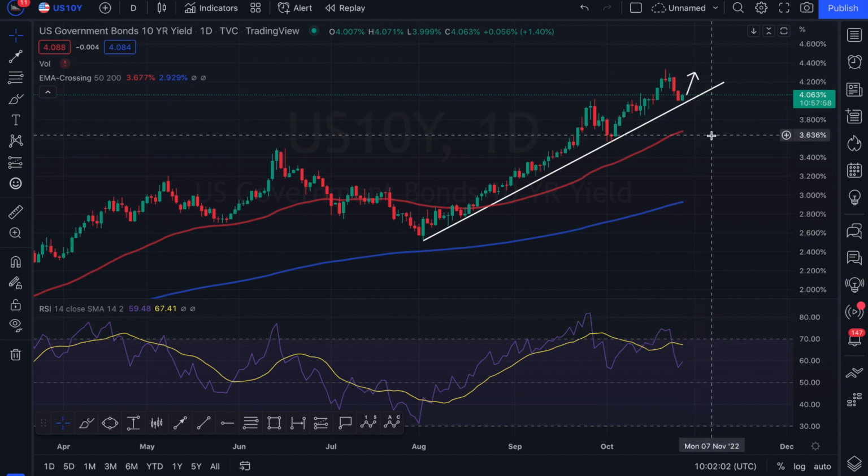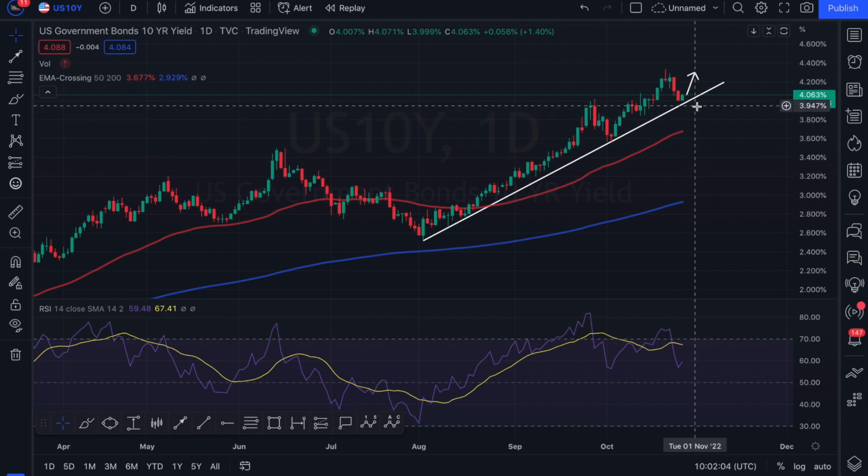Of course, we have to break it eventually, but I feel like this is going to occur more towards the back end of November going into the final month of the year, and hence that's why I really do believe we are going to have a strong rally to see out the end of 2022.